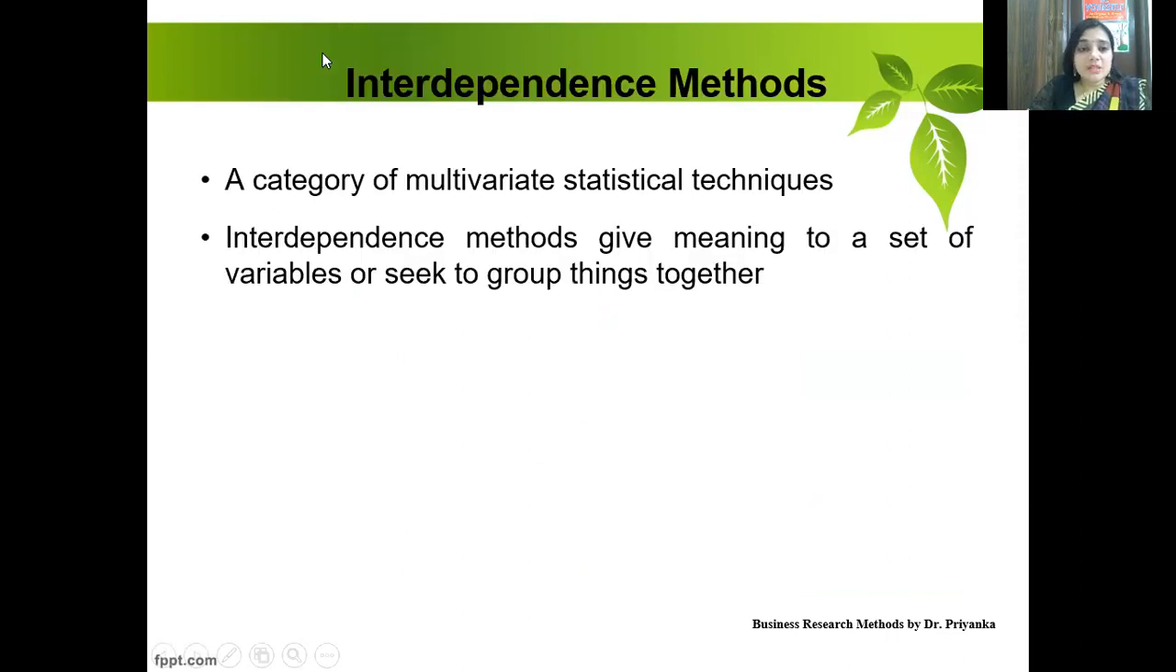Then interdependence methods, a category of, again, multivariate statistical techniques. These methods give meaning to a set of variables or seek to group things together. This is basically done when you have got multiple variables and you might want to combine them. For example, you have got 6 or 7 variables and you want to combine them into just 2 variables, right? In that case, you will be using an interdependence method.